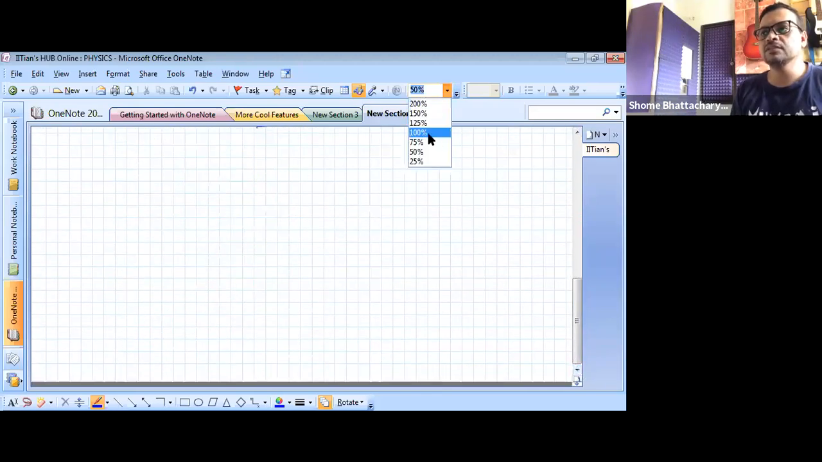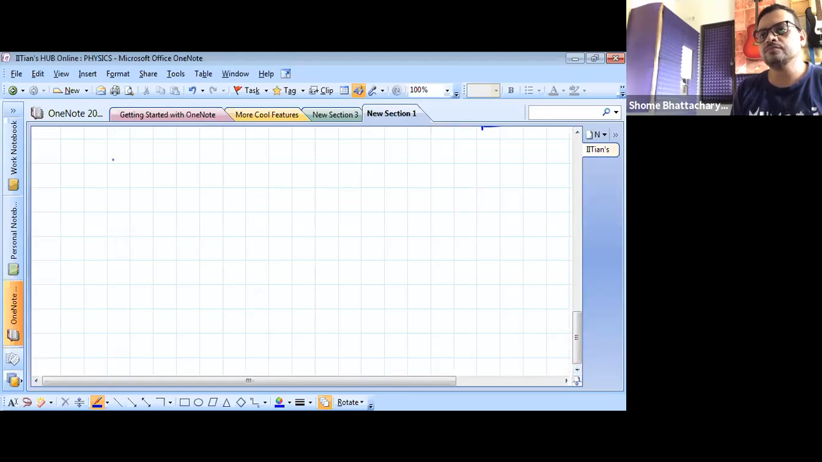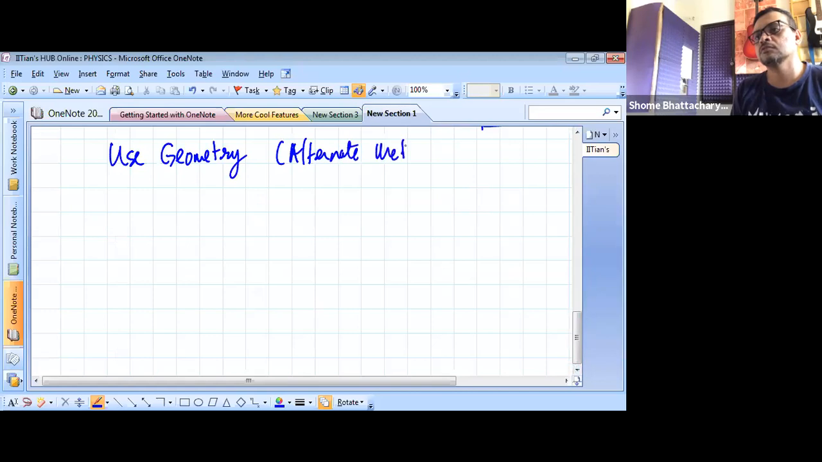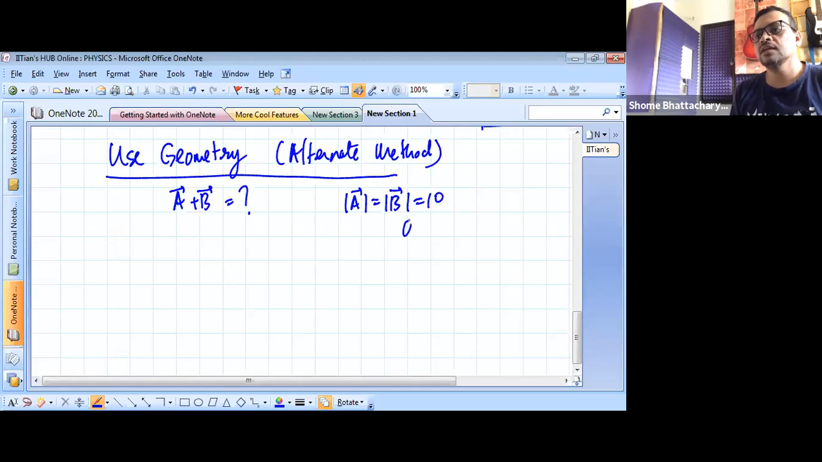Another thing we could have done in this question, we could have used geometry. Alternate method. When we are looking at A plus B as a vector, it's quick only, but I'm showing you just some variations. A is equal to 10 and theta is equal to 60 degrees.